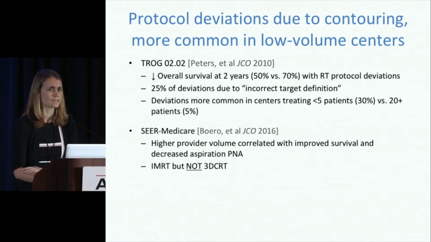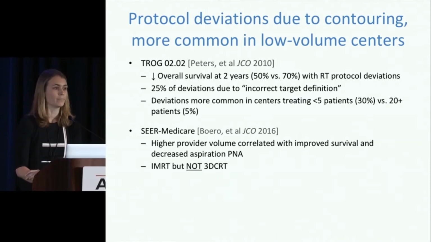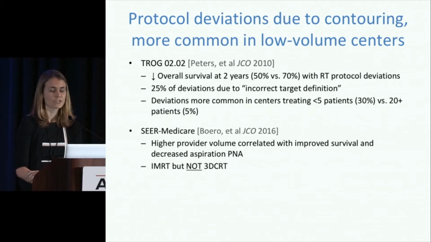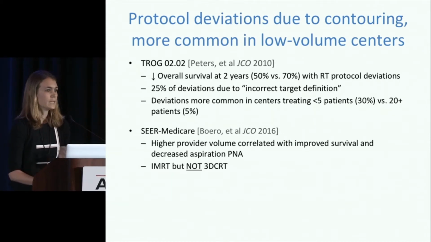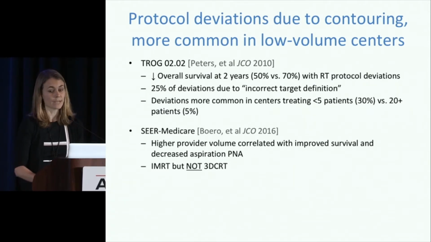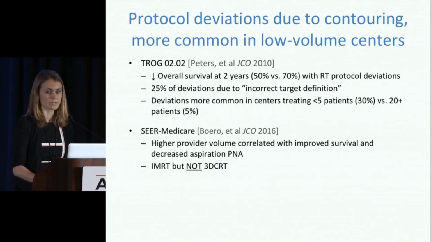To showcase the role of contouring specifically, one of these trials, the TROG-0202 trial, you may not remember it because they were testing tirapazamine and it was a negative trial, but they actually did a really good job of prospectively defining protocol deviations and then looking at them, and they found that for the patients that had deviations, their overall survival was actually 20% worse. And when they looked at the cause of the deviations, contouring comprised 25%, or at least incorrect target definition, essentially.